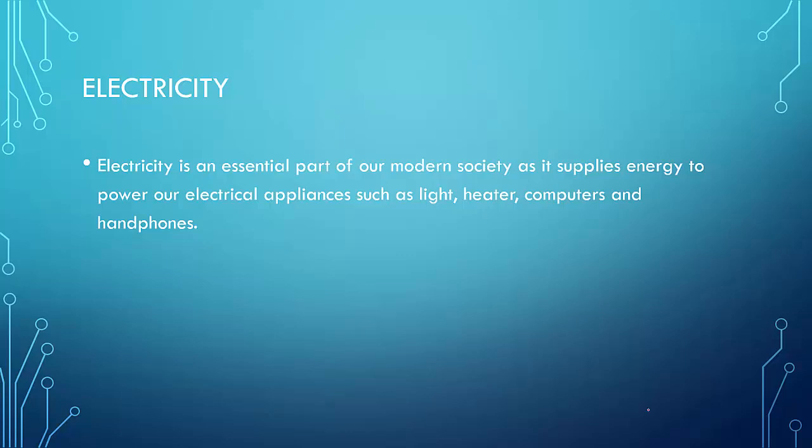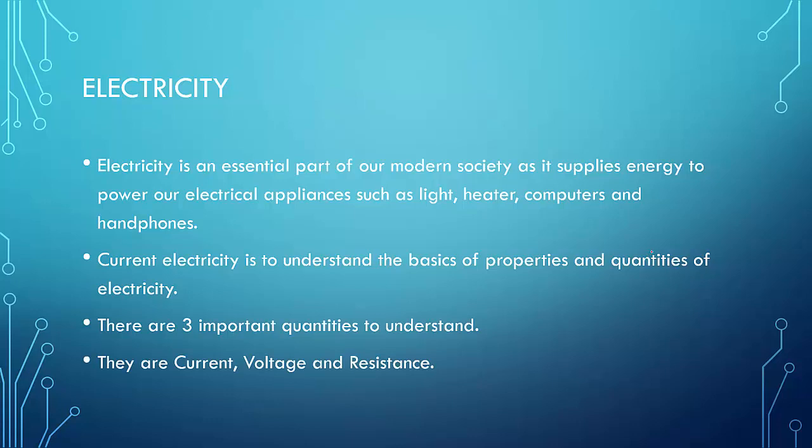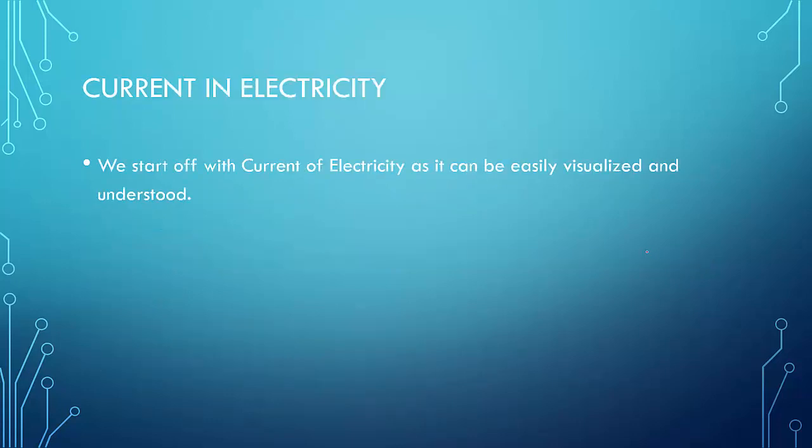Electricity is an essential part of modern society as it supplies energy to power our electrical appliances such as light, heater, computers, and handphones. Current electricity topic is to understand the basics of properties and quantities of electricity. And there are three important quantities to know or understand. They are current, voltage, and resistance. We start with current of electricity as it can be easily visualized and understood.